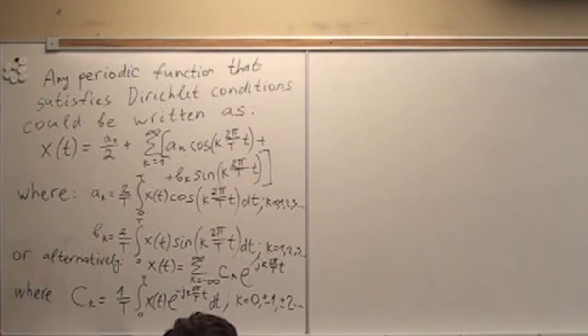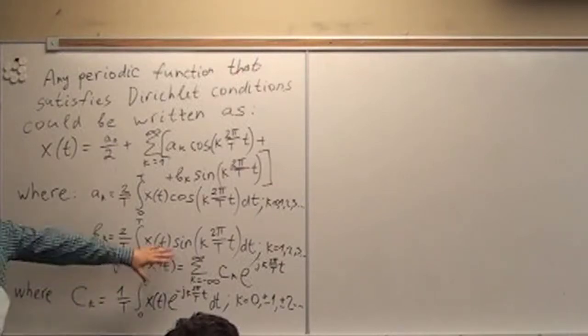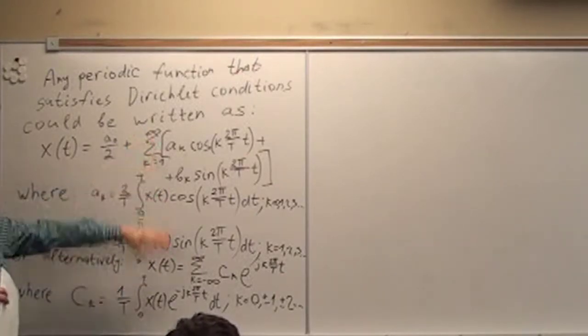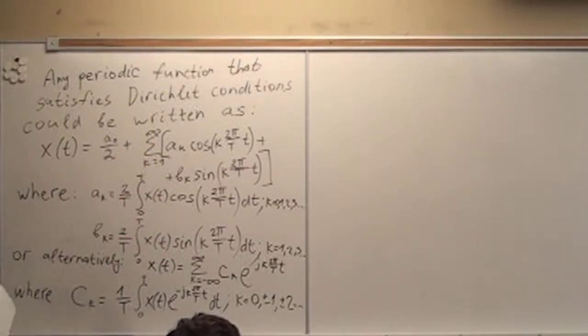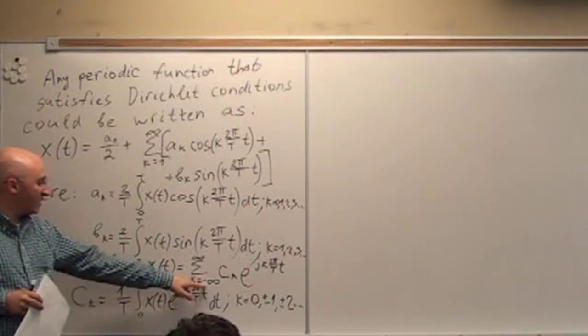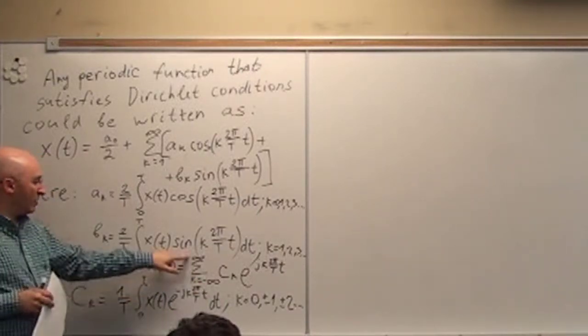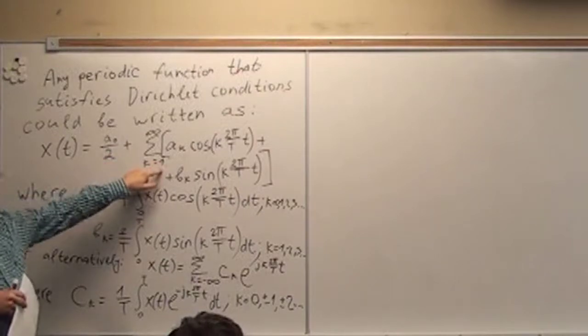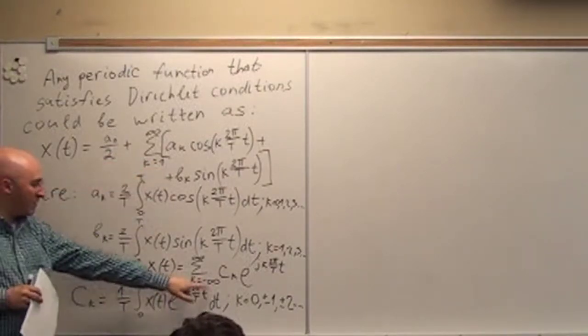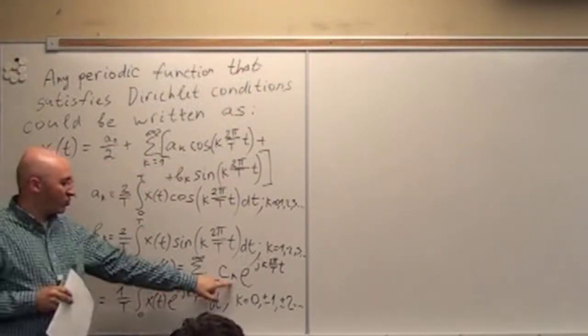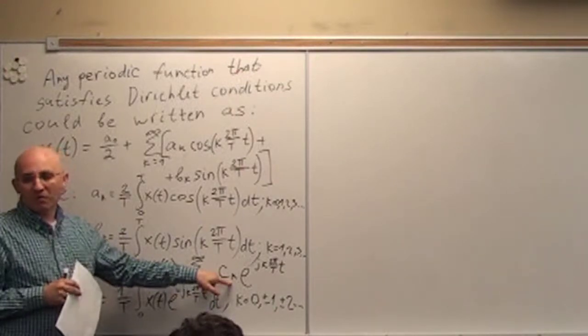Now, alternatively, you can represent it as a complex Fourier series. This is exactly the same thing as this one, and you can convert one into another using some formulas. It is represented by a sigma from minus infinity to plus infinity. Pay attention to the difference: this one starts at 1, this one is minus infinity. But this coefficient will be not real, but complex.